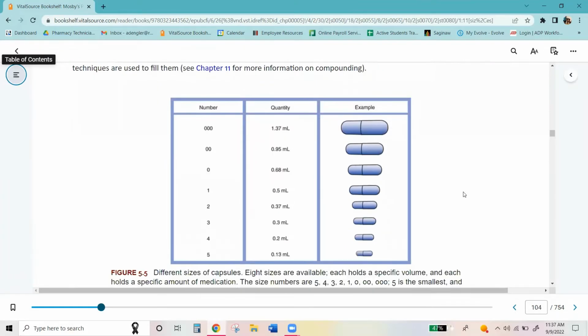Here is a chart showing what the number of the capsule is and the size. So the smallest number, 000, is actually the longest or biggest capsule. The highest number, 5, is the smallest capsule. And here is the quantity that the capsule can hold.